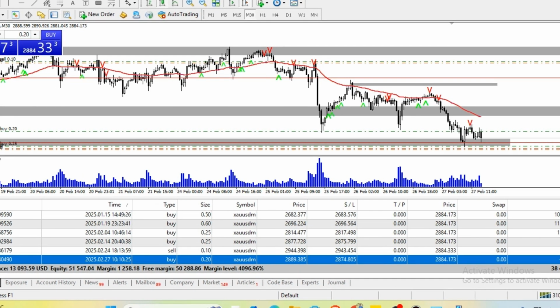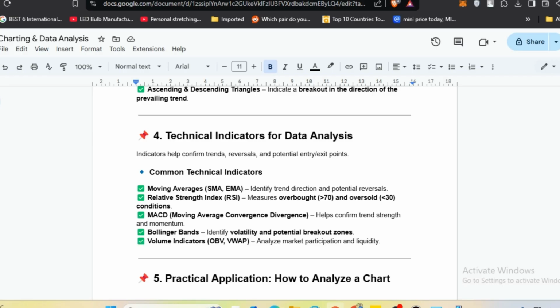And if you want to combine it with the 200, that will give you the best results. Usually the 50 and 200 EMA give us the golden cross or death cross. Golden cross simply means that when the 50 crosses the 200 and the market goes up, that is considered a golden cross. The market usually goes upside, that is considered a bullish scenario, and the opposite is bearish.